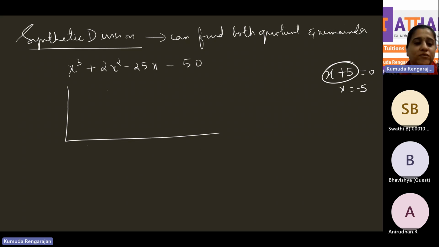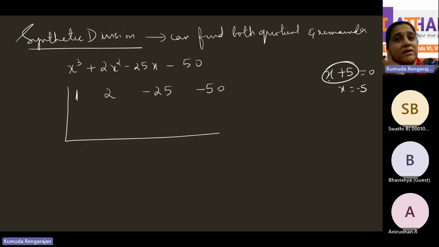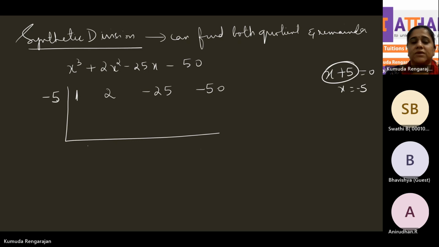So x cube, its coefficient is 1. x square, its coefficient is 2. x, its coefficient is minus 25. And the constant is minus 50. All right. So now x plus 5, you want to divide this by x plus 5 equated to 0. So x is equal to minus 5. Write that here. Always place a 0 here.